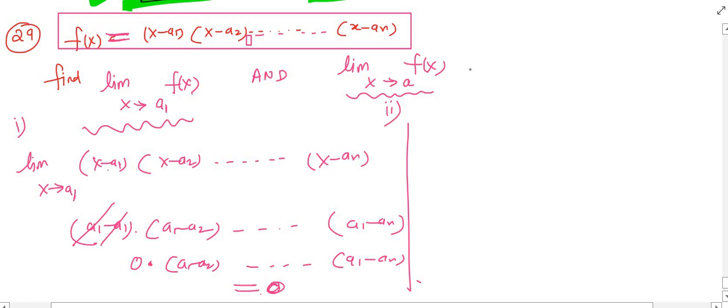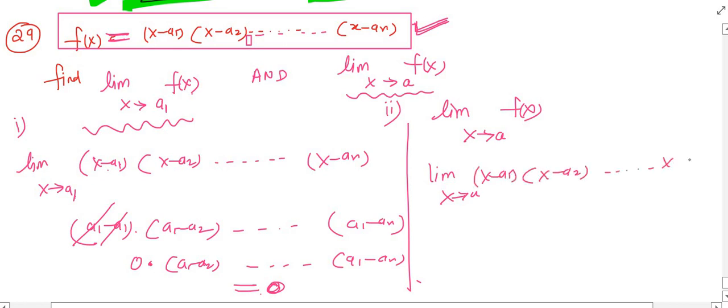Second part, we have to find limit x tending to a of f of x. What is fx? Fx is this. So I will put it here, limit tending to a, x minus a1, x minus a2, x minus an. Fine. See, there is only one definition of fx. No need to do LHL, RHL. Directly we will put x here and get the answer. I hope it's clear.